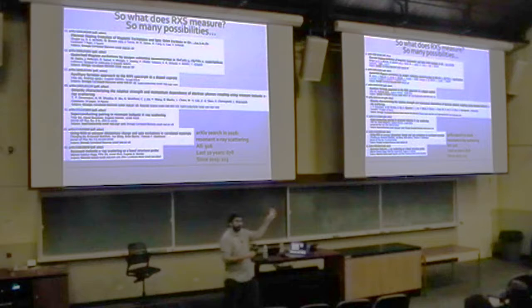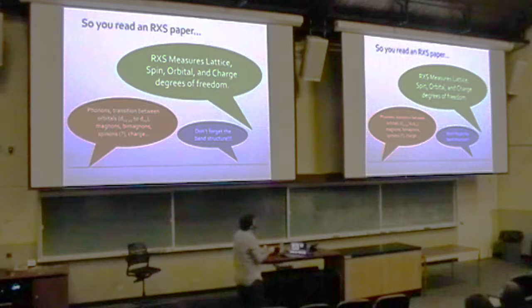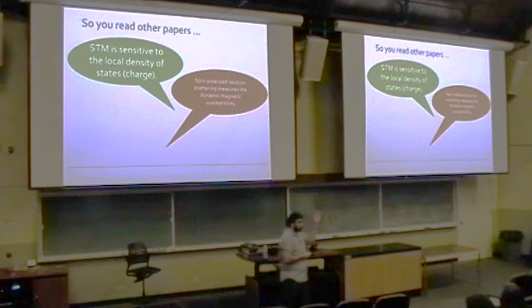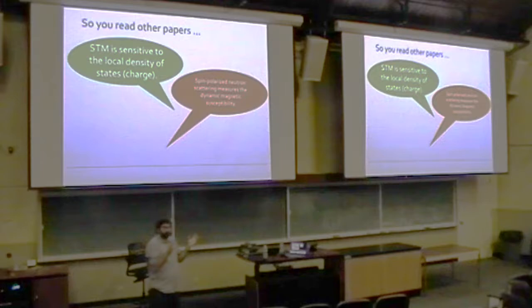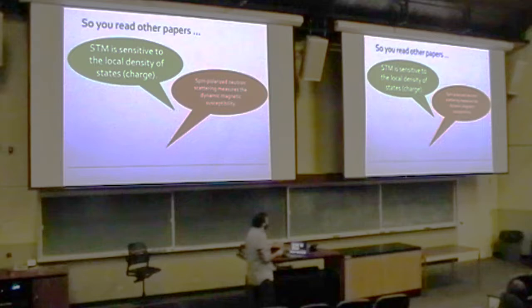Okay, so you read the resonant X-ray scattering paper, and it looks like the typical blurb that I've been repeating: lattice, spin, orbital, and charge degrees of freedom, which in essence means that you can measure phonons, transitions between orbitals, magnons, and so on, okay? And band structure. Now, of course, when you look at a different kind of experiment, I do a lot of STM, for example, and so I can just, at zero order, start my paper by saying we measure the local density of states and move on. Maybe if you're doing a neutron measurement, you can start by saying you extract the dynamic magnetic susceptibility and so on, you're fine, right?